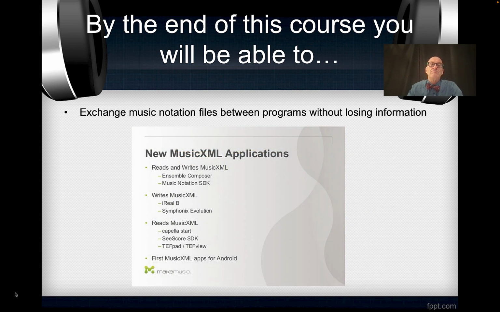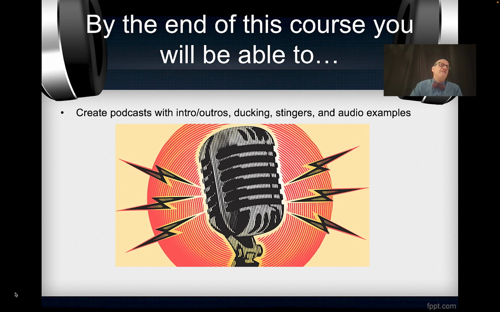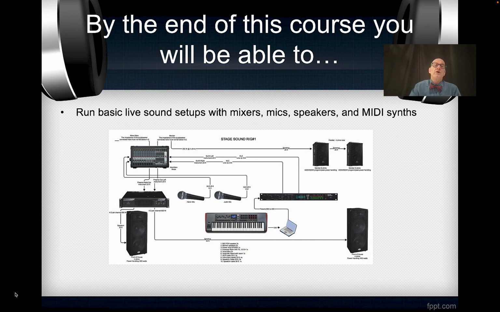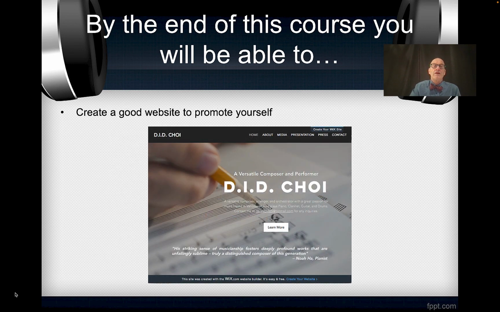You're going to understand music file notation exchange between programs, why we do it in certain ways and what that means. You're going to be involved in at least 2 podcasts, and you'll learn about how to do intros and outros, and you'll learn about ducking, stingers, and audio examples as part of putting those together. You should be able to run basic live sound setups with the following equipment: mixers, mics, speakers, and MIDI synths. And you'll be able to create a good website to promote yourself. Some of you may already have websites, so you'll be able to adopt those, adjust those for the requirements of that particular assignment.